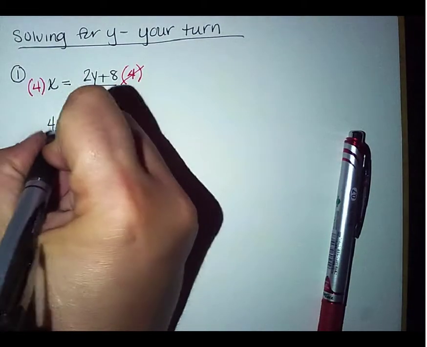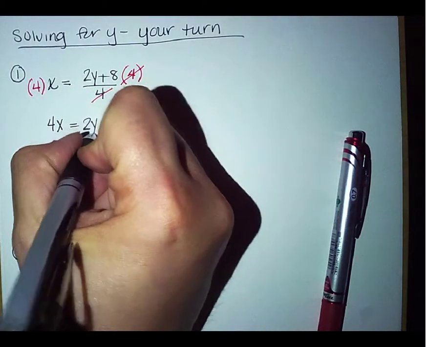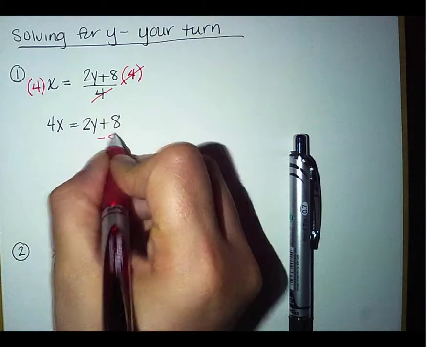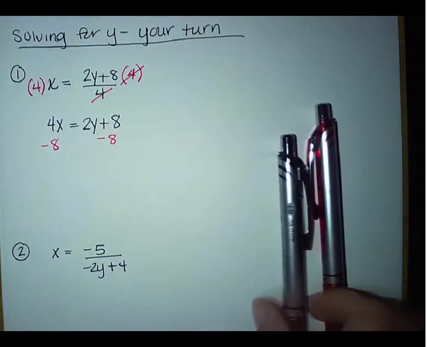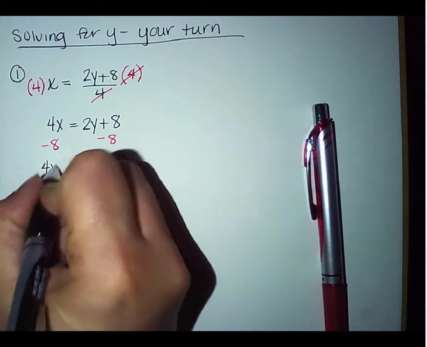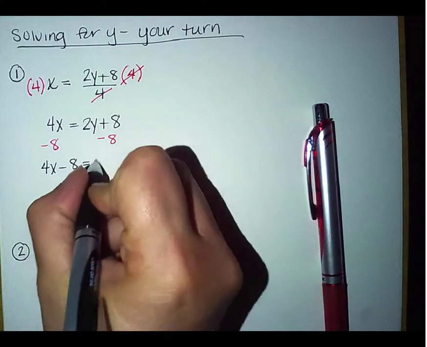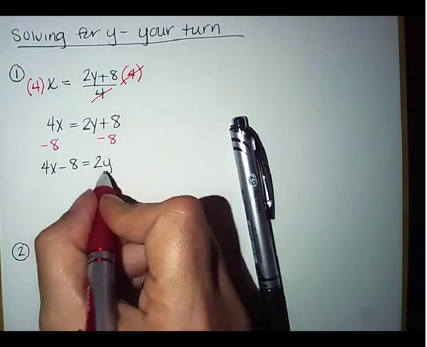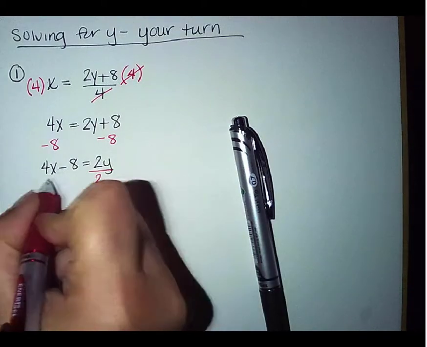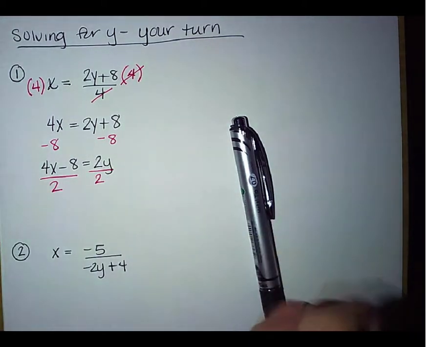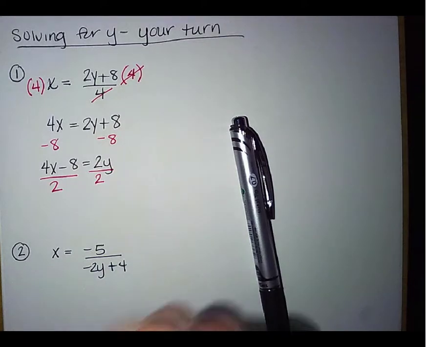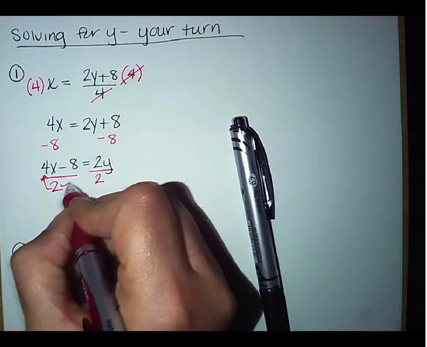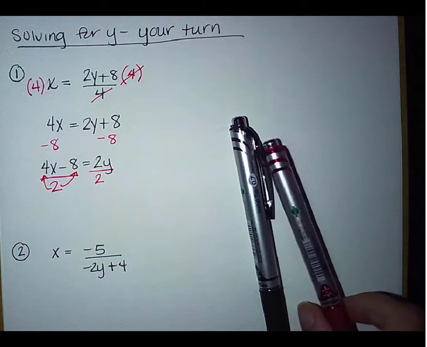So we're going to get 4x equals 2y plus 8. We're then going to move that 8 and subtract 8 from both sides. So we're going to have 4x minus 8 equals 2y. And then we're going to divide both sides by that 2, getting that y by itself. Now this is one we haven't really talked about in our examples, but notice that the 4 is divisible by 2. So is the 8, so we would need to reduce this down.